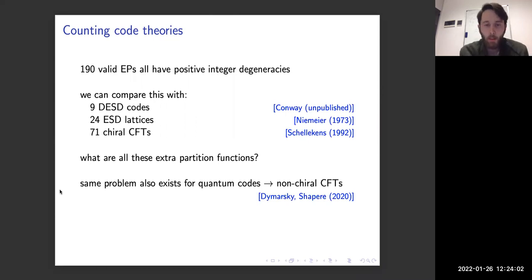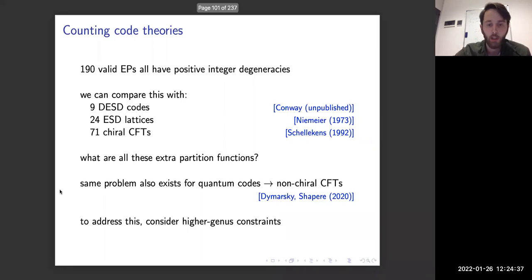And I should say that the same problem exists for quantum codes, which define non-chiral CFTs. This was pointed out by Dymarsky and Shapere, and this is actually what got us interested in trying to use this higher genus approach in the first place, to try to say something about whether these are CFTs. And I'll spoil the answer. We weren't really able to show that they're not CFTs. We derive an algorithm that shows that they can't possibly be error correcting codes. I'll explain that a little bit later, but this was a lot of the motivation for what we're going to do in this section.